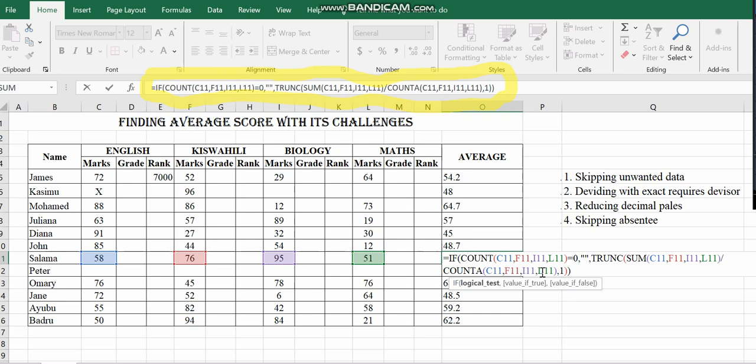Now this is the end of this discussion, whereby we were discussing finding the average score with its challenges, and these are the challenges. Thank you.